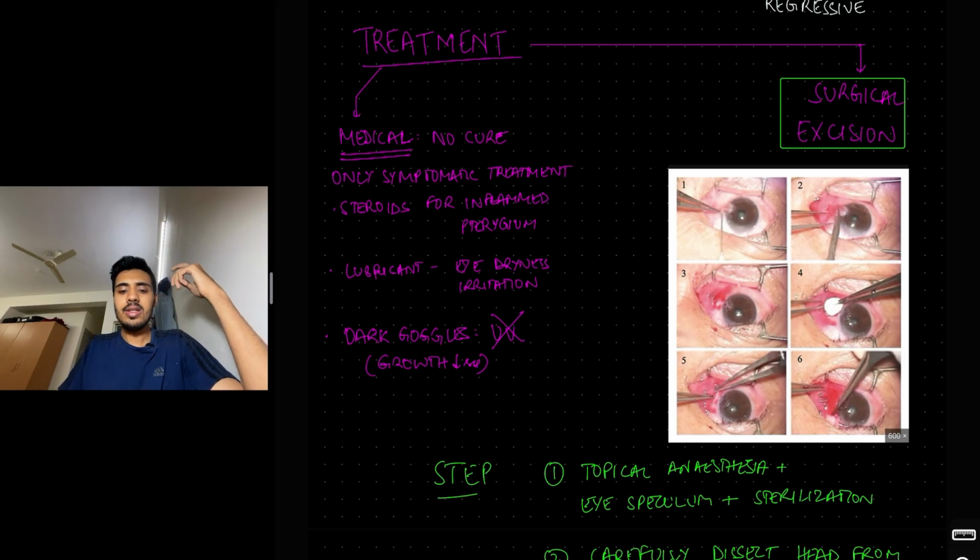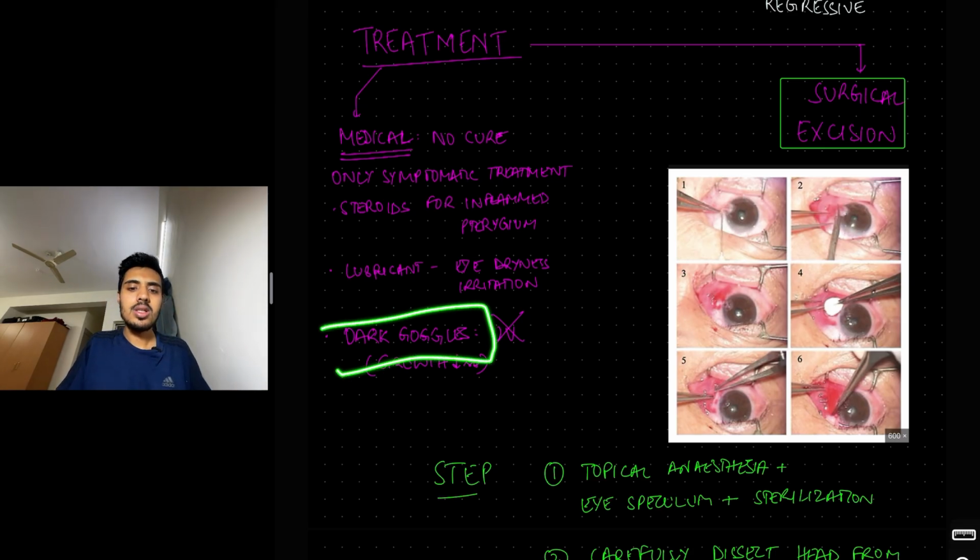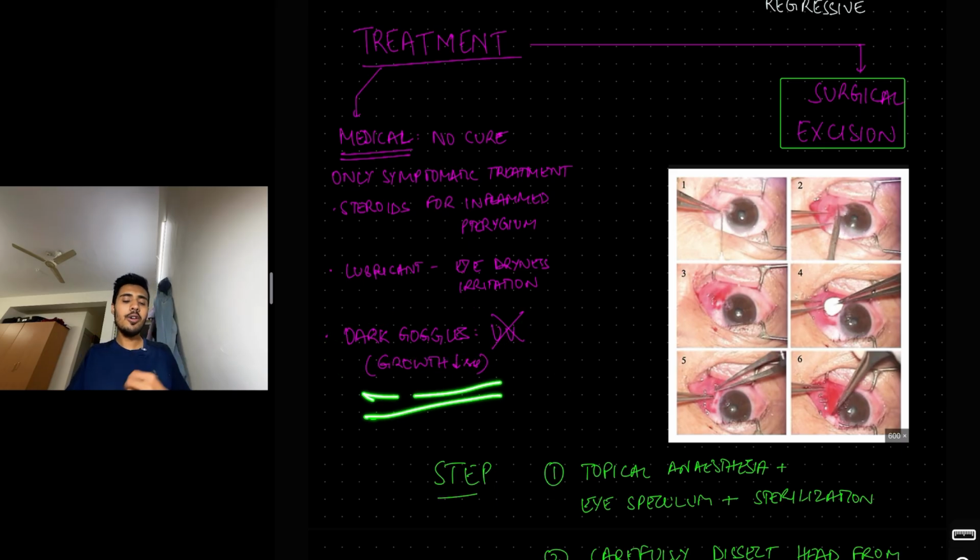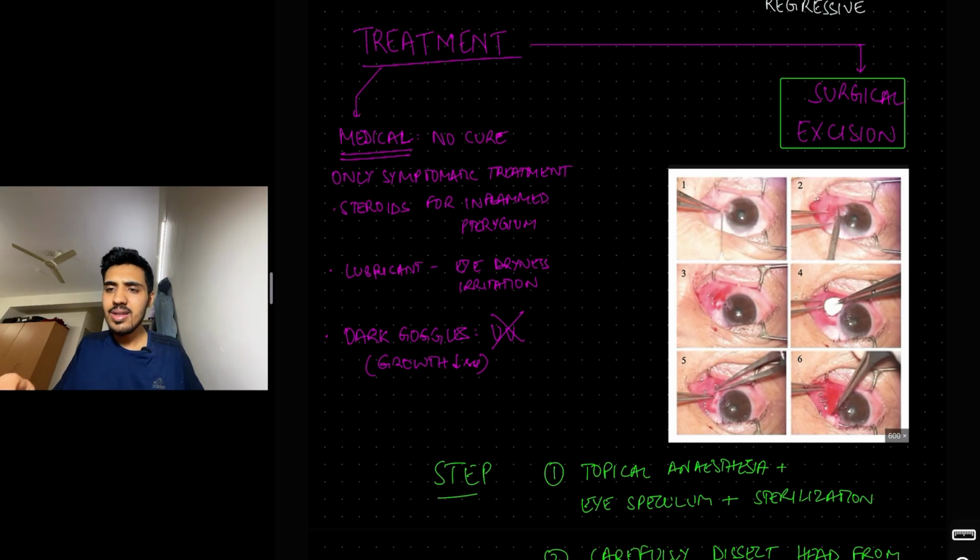And let's say there's an old man who cannot afford surgical excision and he's fine with the cosmetic intolerance. You don't want it to grow more and cause vision loss, right? So you'll give dark goggles. Dark goggles will eliminate the UV exposure and then it will decrease the rate of growth of the pterygium. So that is about medical treatment, not that important. Main thing is surgical excision.